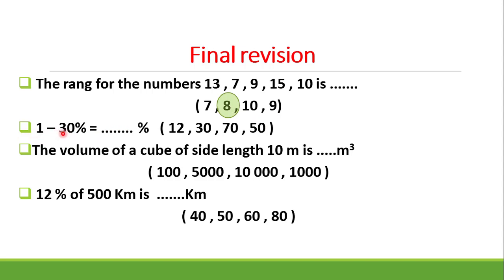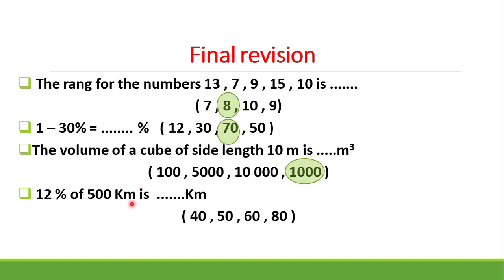1 minus 30% equals how many percent? 1, as we said before, means 100%. So we have 100 minus 30, which is 70%. The volume of a cube of side length or edge length 10 meters. The volume of a cube means edge length by itself three times, so I multiply 10 times 10 times 10 equals 1000.